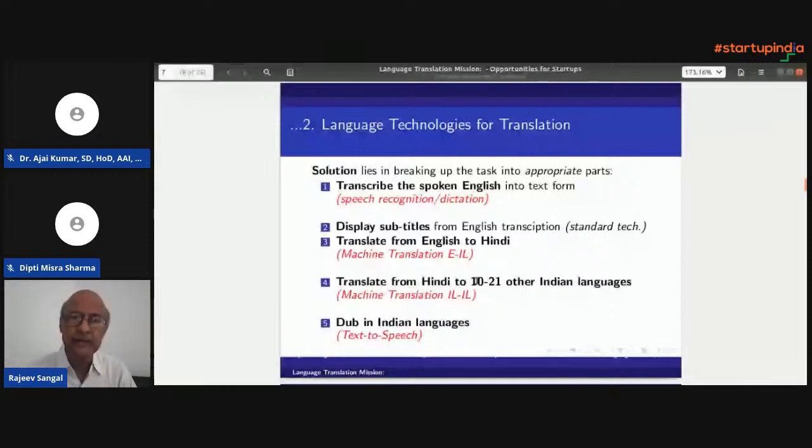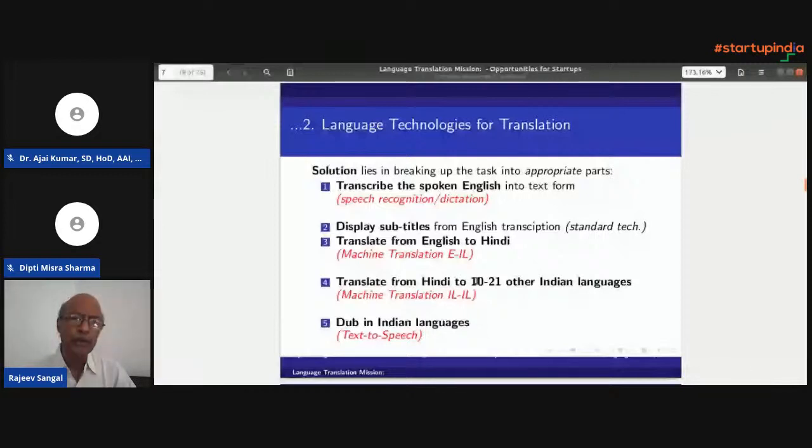And machine translation requires sentence markers, full stop or question mark, to be able to work at all. So this is the starting point of the difficulty. Even if you put sentence markers, even then the quality of translation is not good enough. So this is a problem we face.